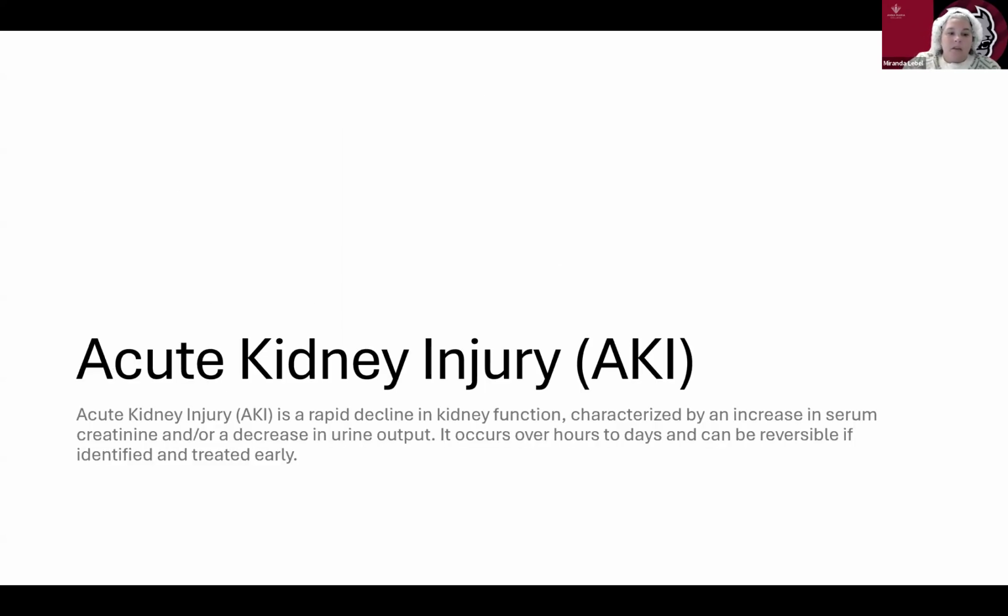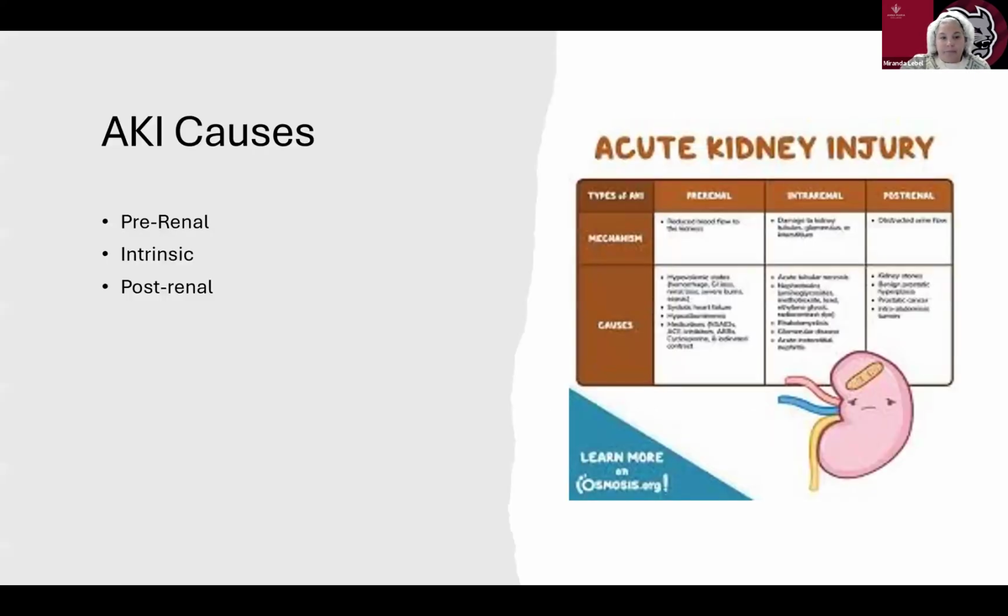So, the first one we're going to talk about is acute kidney injury. An acute kidney injury is a rapid decline in kidney function characterized by an increase in serum creatinine and/or a decrease in urinary output. It occurs over hours to days and can be reversible if identified and treated early. So, acute kidney injury, you might want to write this down, is something that's going to occur hours to days.